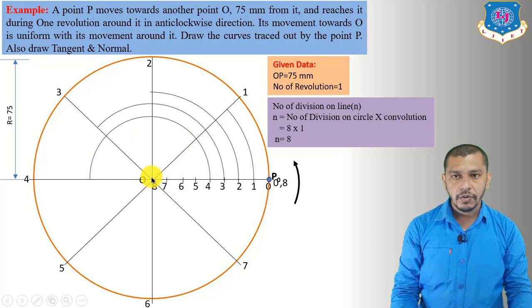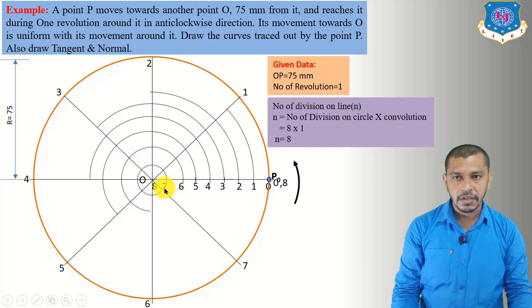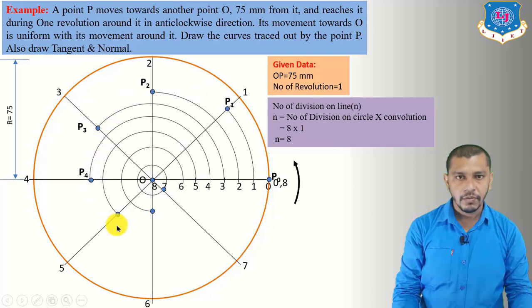Center at O, radius is equal to O to 5. Give an arc up to 5. Center at O, radius is equal to O to 6. Give an arc up to the 6th division of the circle. Center at O, radius is equal to O to 7. Give an arc up to the 7th division of the circle, and the last division will be over here at the center. So mark these points, the intersection points of the arcs with the divisions. So this will be P0, P1, P2, P3, P4, 5, 6, 7, and this will be our P8.